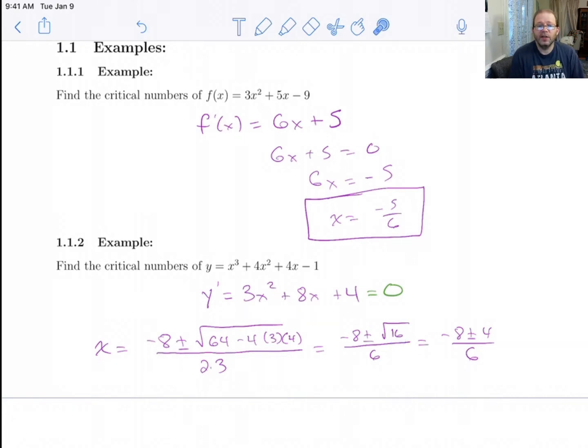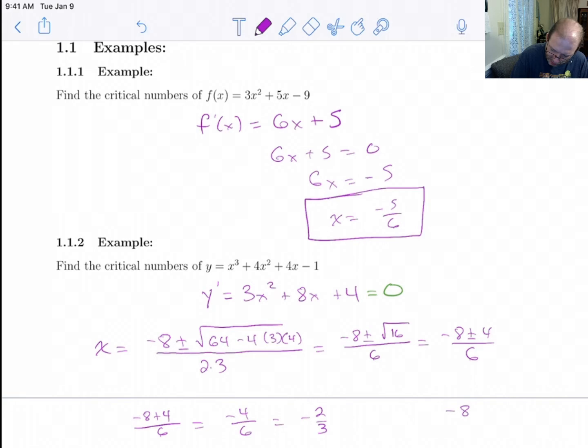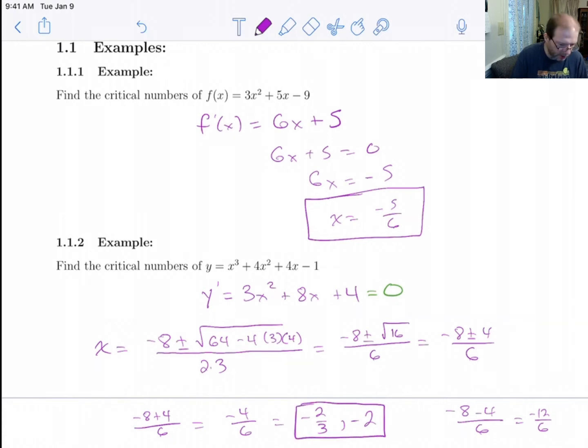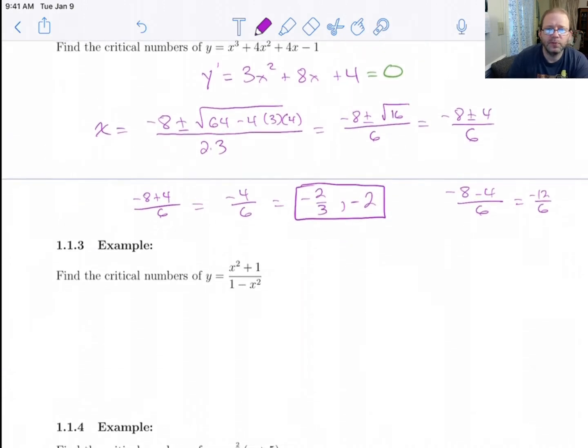What this means is if I had tried, I could have factored this. But let's see, what do we get? We get negative 8 plus 4 over 6. So that's negative 4 over 6, so it's negative 2/3. We also get negative 8 minus 4 over 6. So that's negative 12 over 6. So that's negative 2. So those should be our critical numbers. Now let's look at this one on Desmos.